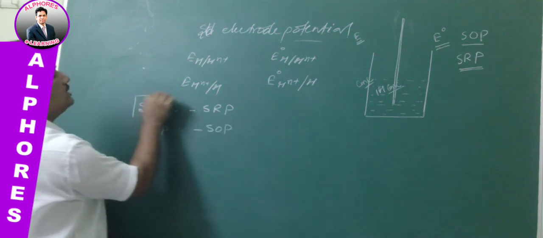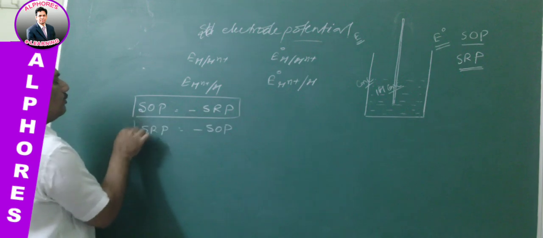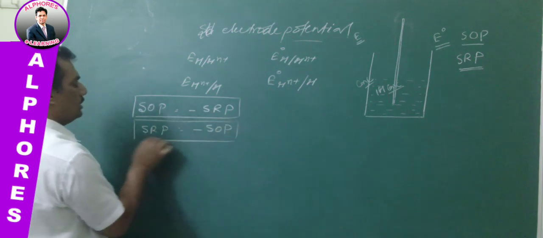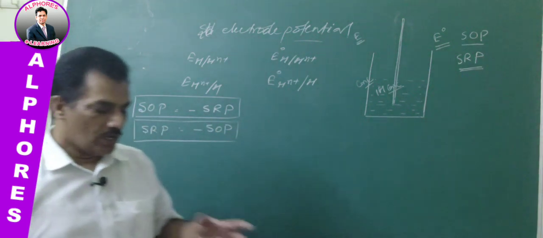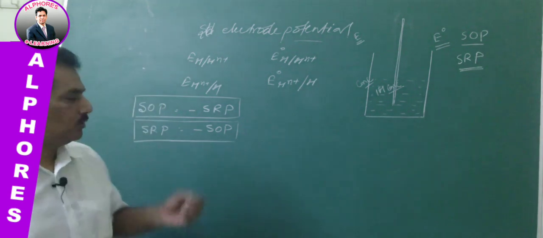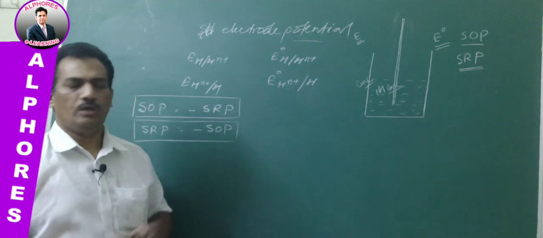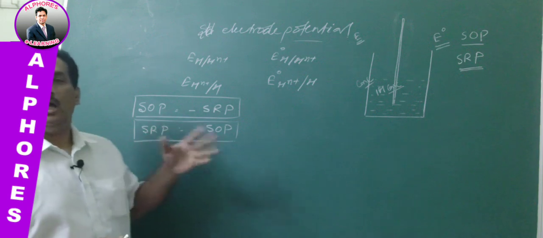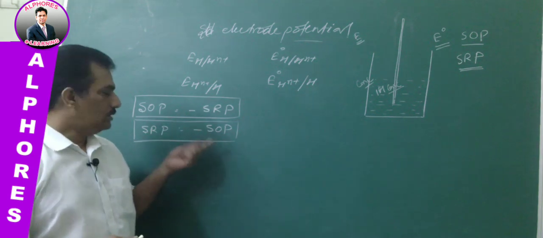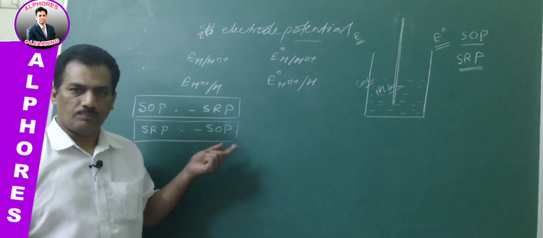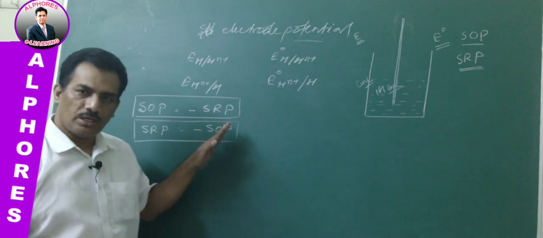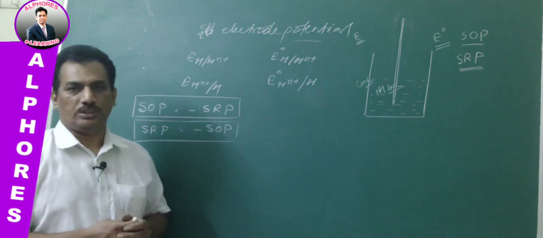That means, for an electrode, if we know the standard oxidation potential, the opposite sign of that value will give the reduction potential. If we know the reduction potential, the opposite sign of that is the oxidation potential. Just by changing the sign, we can get the opposite potential.